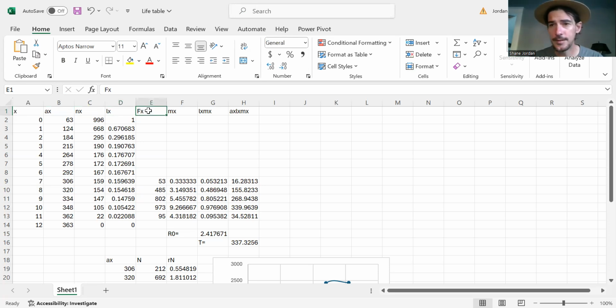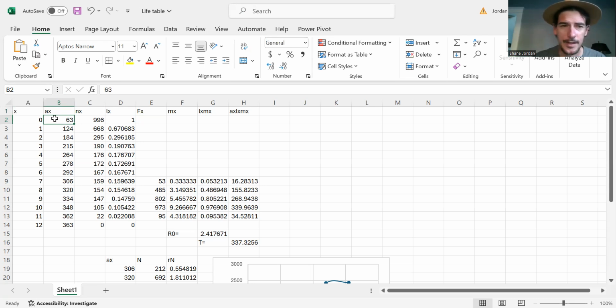This thing called big F sub X, which represents the number of offspring this cohort may have produced at a particular age class. Something called fecundity, represented by M sub X. And then these two other variables, LX MX, which represents per capita fecundity and the sum of age class and per capita fecundity.